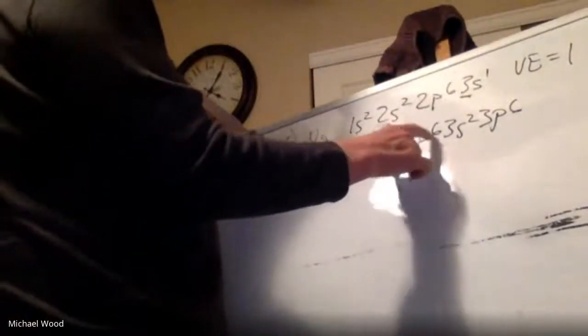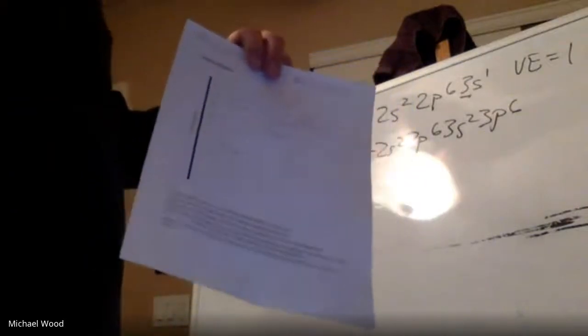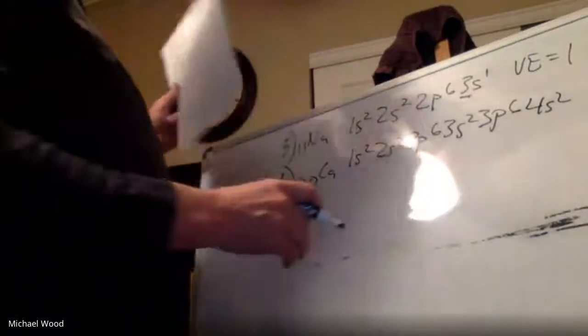The next available boxes are the 3p's. There's 3 boxes, so now I'm up to 18: 2 plus 2 is 4, 6 more is 10, 12, 18. So the next box, and you've got to look close, it's always confusing. You go, wait, you should fill the 3d before the 4s. Logically, that would make sense, but that's the value of this diagram. You fill the 4s first, and the reason for that is because the 4s has less energy. That's why right now you need this, and next week I'm going to show you how we do this using the periodic table.